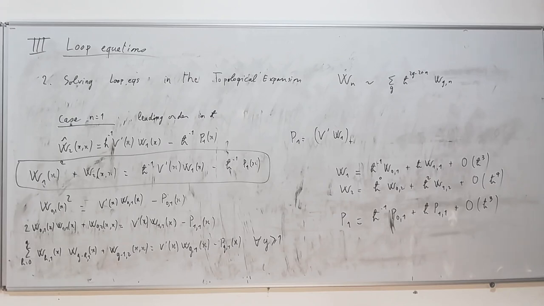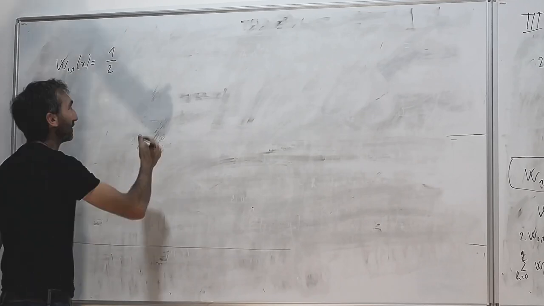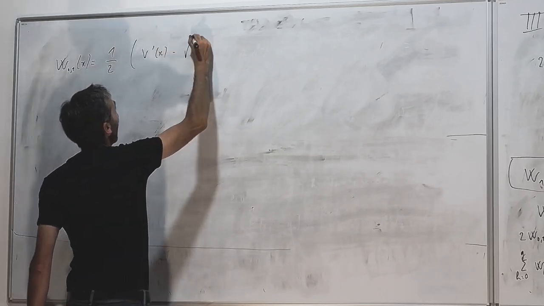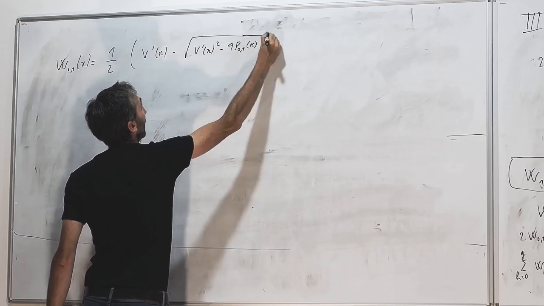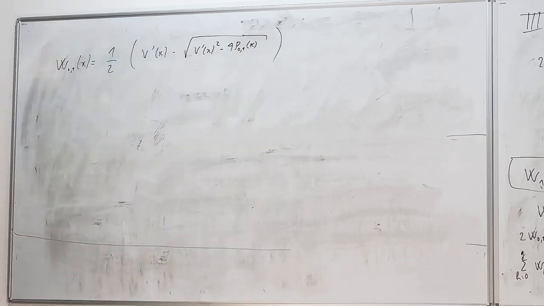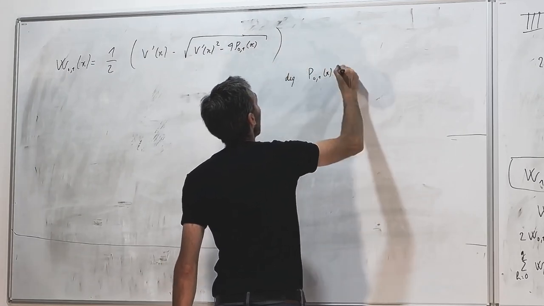So let's solve this equation. The solution of this equation is very simple. W01 of x is 1 half, solving the degree 2 equation, v prime of x minus square root of v prime of x squared minus 4 p01 of x. Okay, kind of trivial, except that we don't know p01. We just know that for P01 of x, the degree is the degree of v prime minus 1.